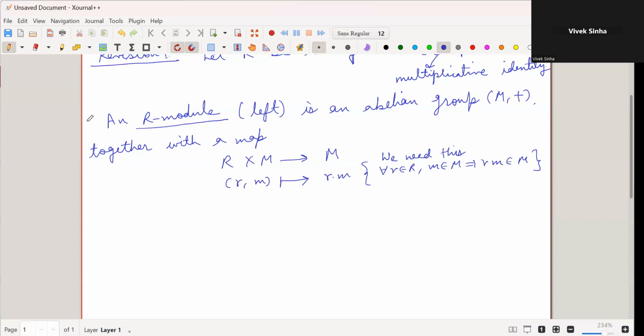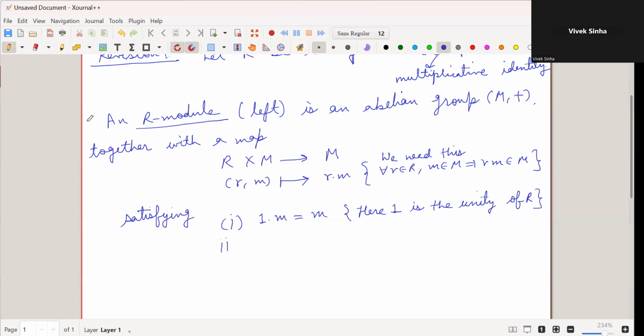So we need this to define the multiplication map from the ring. Then you also require that this map satisfies certain properties. First of all, multiplication with the unit of R: 1 dot m should be m, where 1 is the unity of R, that is, the multiplicative identity. After multiplying an element m with the unity of R, one should get back the element itself.